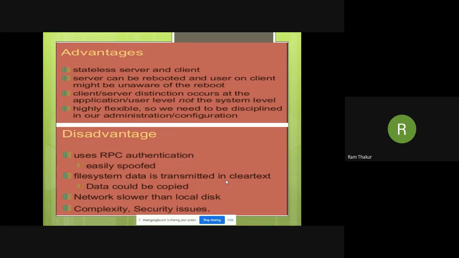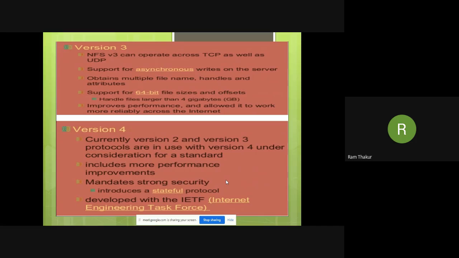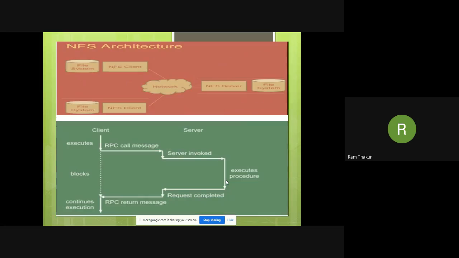Now, what is the disadvantage? It uses RPC authentication. RPC authentication may be easily spoofed. It may also be possible that the data can be copied. And we have already learned so many systems until now, for example telnet, FTP. Now we are learning about NFS. Now we can say that the network is slower than the local disk because of NFS, and there are always issues related to complexity and security. So this is the disadvantage, but we have already seen that in version 4 these disadvantages have been improved.